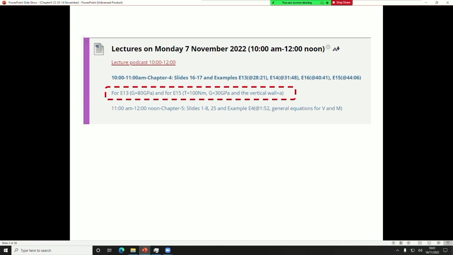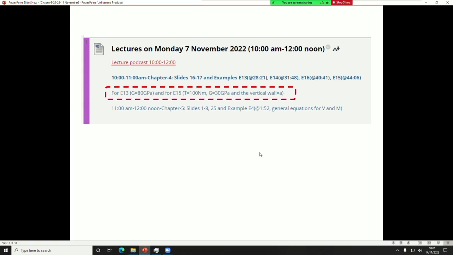I uploaded it for you online, but if you haven't noticed it, in question 13 the shear modulus is 80 gigapascals, not 85 gigapascals, as one of the students asked. The missing data in question 15 was the value of the torque, which was 100 newton meters, and the shear modulus of 30 gigapascals for aluminium. The vertical wall on the figure was 2A instead of A.